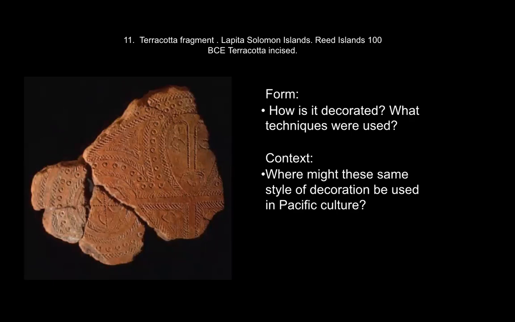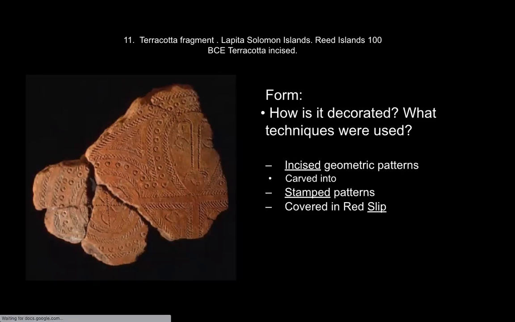See the body, right? Now, when you look at this technique, it seems to be carved into the clay. And in the description, it says it's incised. That's what incising is. Incising is kind of a carving into the surface. Okay, so this has incised geometric patterns. It could also have been stamped, so they could have pressed something into this to repeat that pattern very efficiently. And it was covered in red slip. So once again, you guys know what slip is.